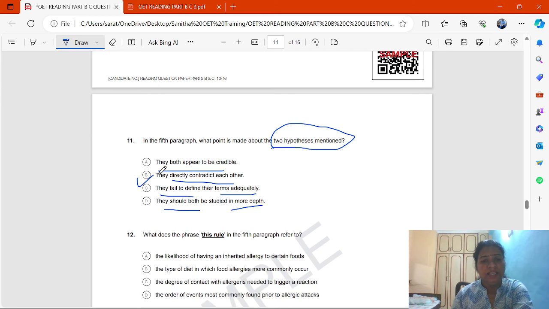Option: they both appear to be credible. No, they failed to defend their terms. Option: he defended the passage. Option: they should both be studied in more depth. These two options are almost the same, so we can eliminate them directly. Then we are left with two options. Yes, they are contradicting each other. They appear both to be credible, but it's not credible, because they contradict each other.